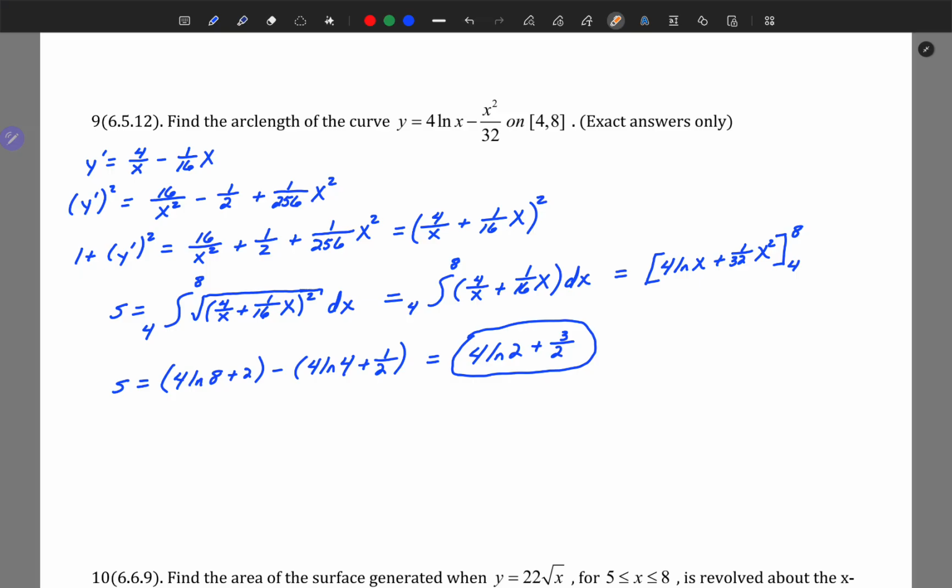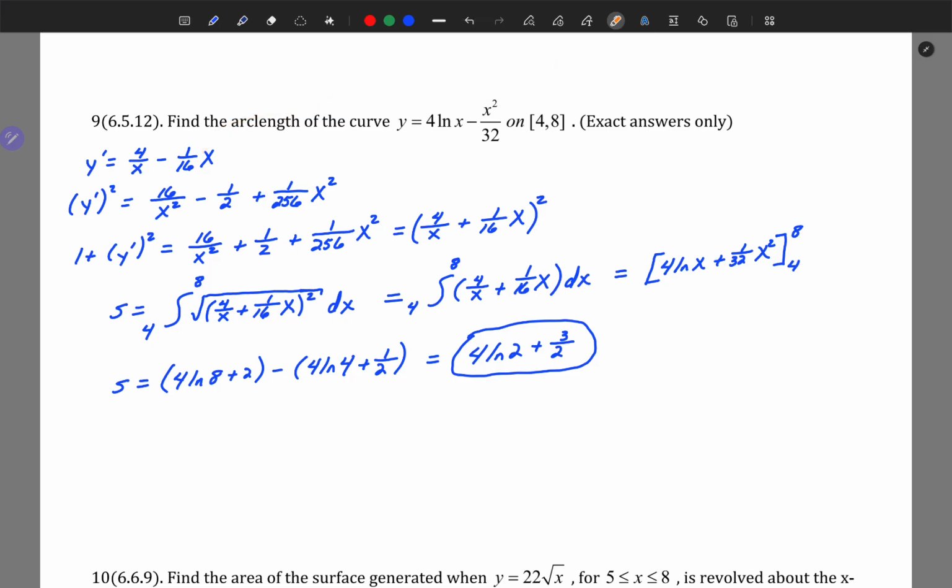So it's the same arc length type problem. I know I have to take the derivative of my function. Well, the derivative of 4 natural log of x is 4 over x. I thought of this as minus 1 over 32 x squared. The derivative of that is going to be minus 1/16 x to the first. That's where that came from.